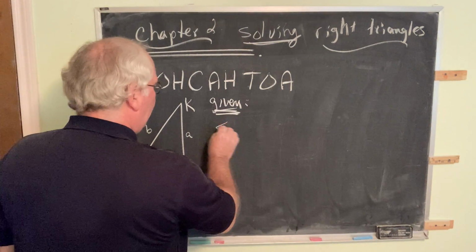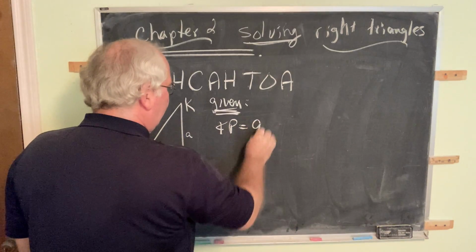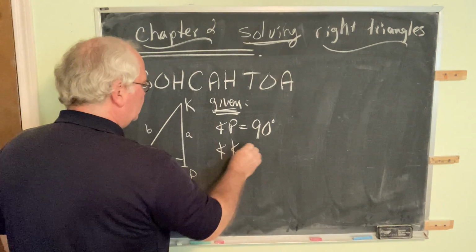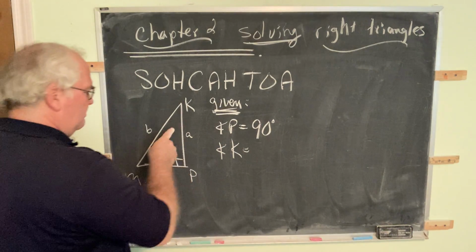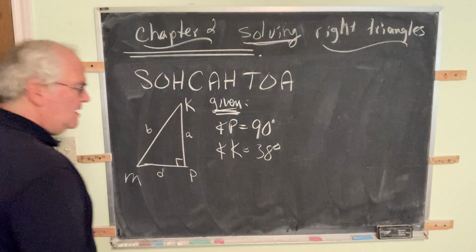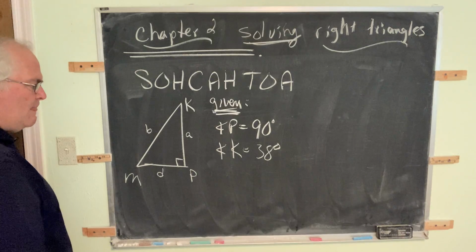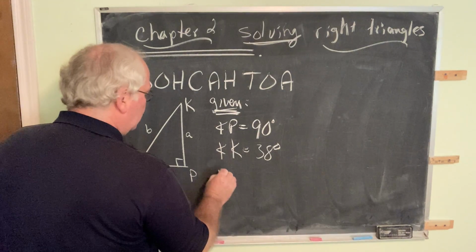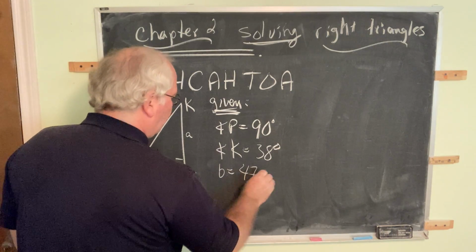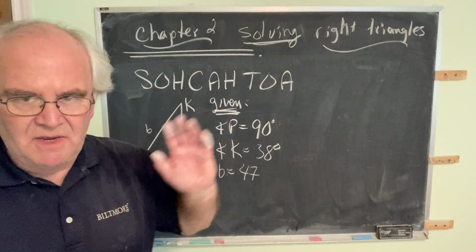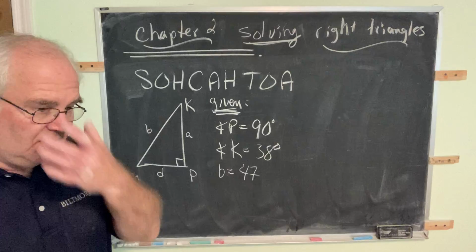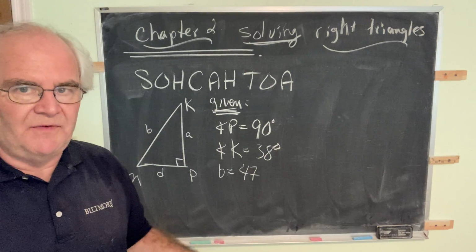Suppose we're given angle P is equal to 90 degrees. Suppose we're given angle K is equal to, it can be any acute value. Let's suppose angle K is equal to 38 degrees. I'm just picking numbers out of the blue sky. Suppose that side B is given to be 47. It can be feet, inches, miles, centimeters, whatever. I'm going to forego writing units because the units are irrelevant.